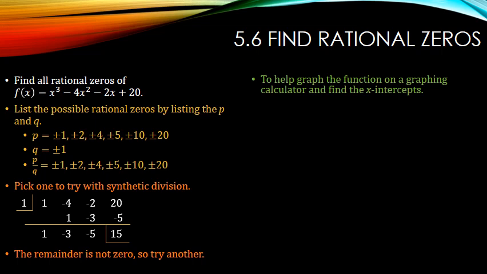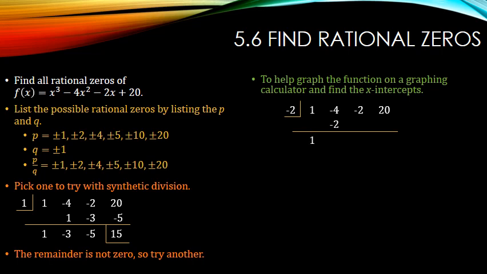To help with this, maybe we could graph the function on a graphing calculator. The x-intercepts will be the zeros. So find an x-intercept. In this case, -2 appears to be an x-intercept. Even though we can see it's an x-intercept from the graph, we still have to go through the synthetic division, because there might be other zeros that are not x-intercepts or are not rational zeros.